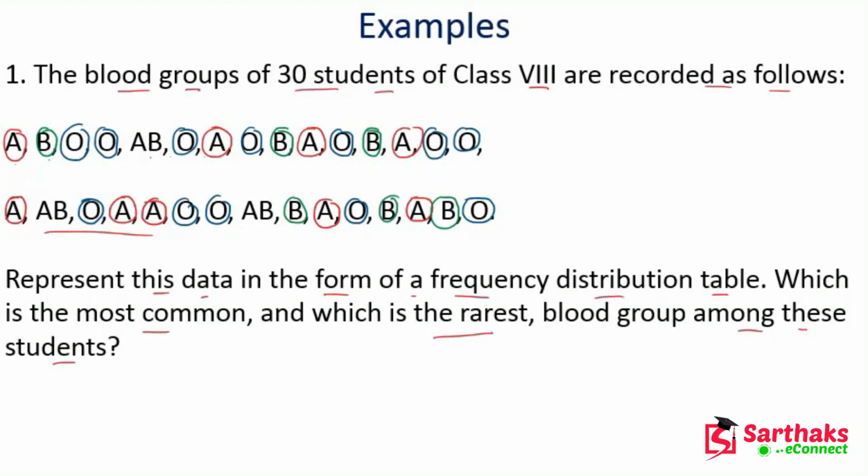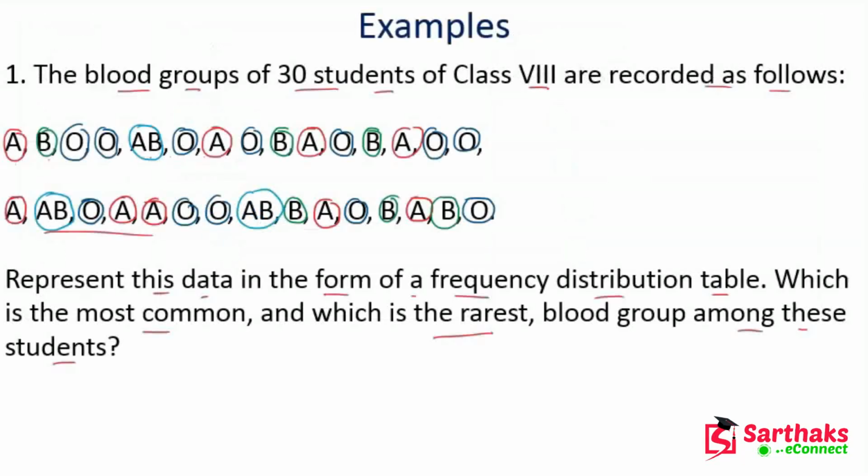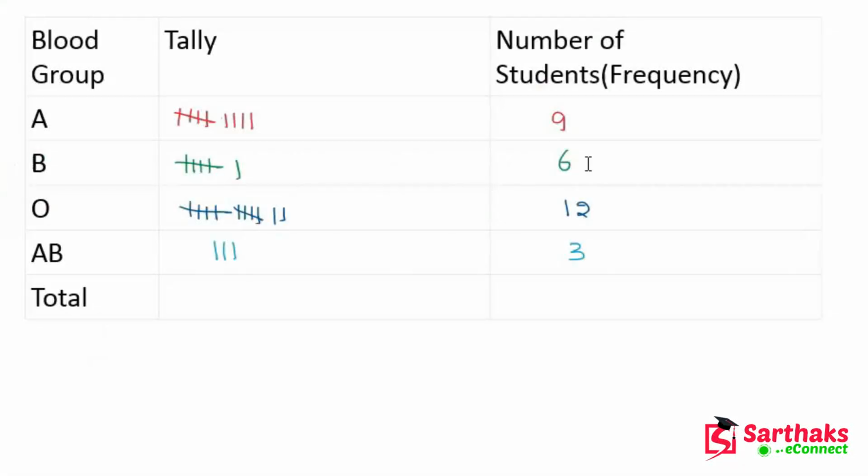Now let's see AB. So here AB is 1 and 2 and 3. So there are 3 ABs. So here you can write 1, 2, 3. So there are 3 AB. Now we have to cross check. There are a total of 30 students. If the sum of these numbers is 30, then we can say that our table is correct. Okay, got it?